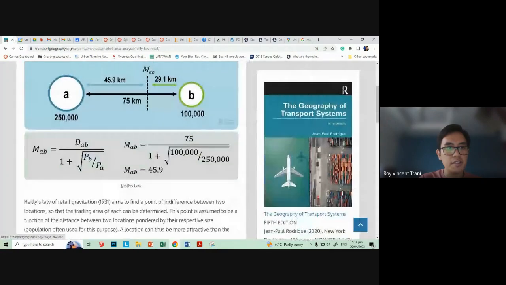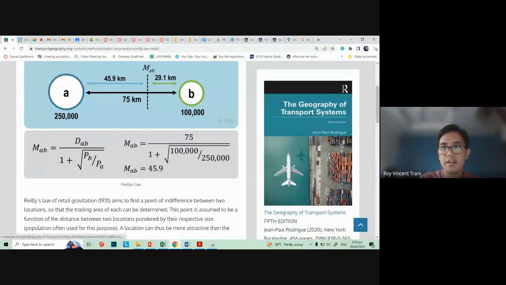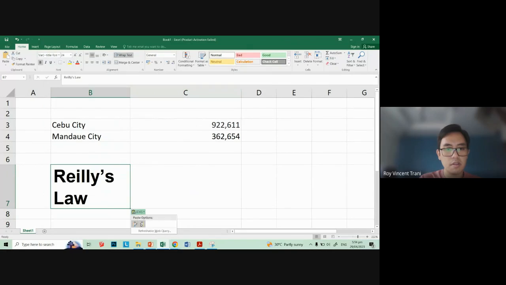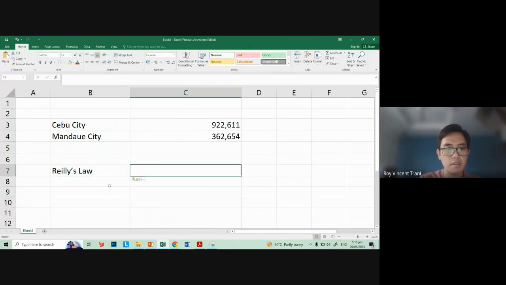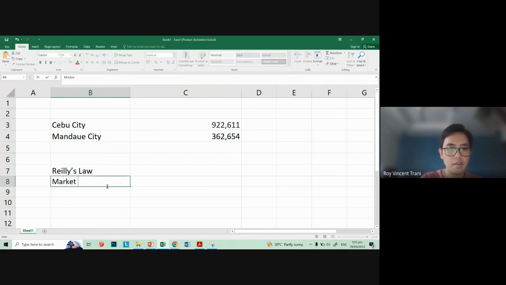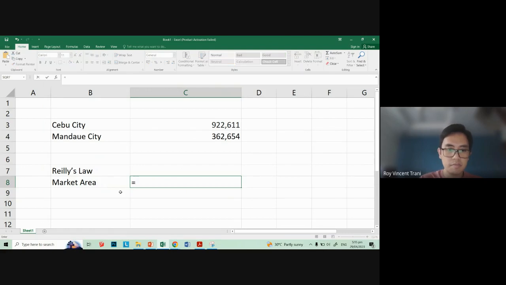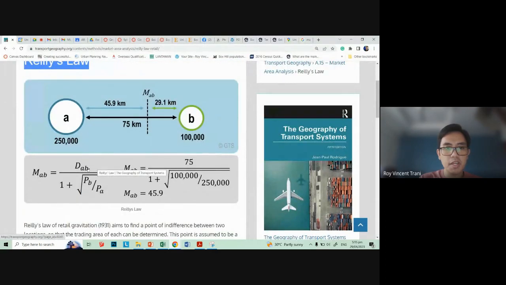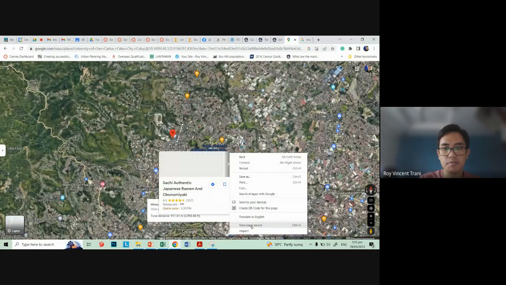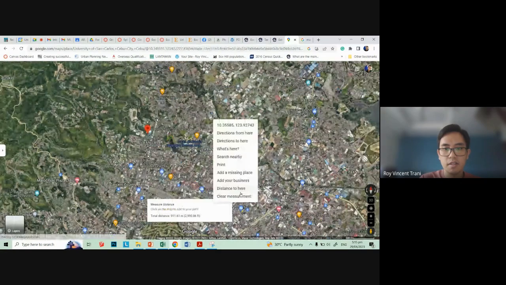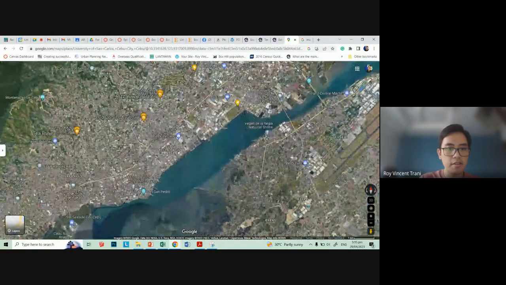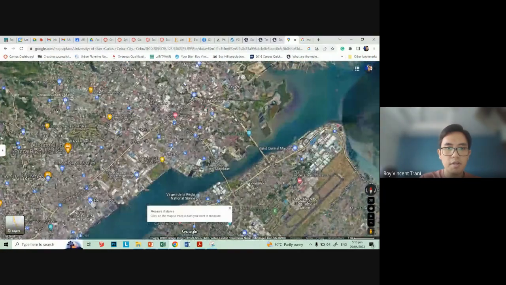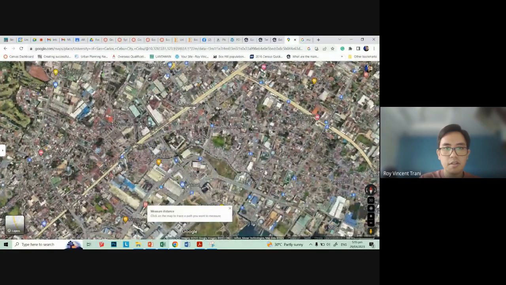The Rayleigh's law equation. Market area equals, let's see, the distance between Lapu-Lapu and Cebu. I'll just clear distance. Let's see, I'll find a center of Cebu. Maybe here's the capital. I'll measure distance, capital, and then where is the Mandaue City Hall?